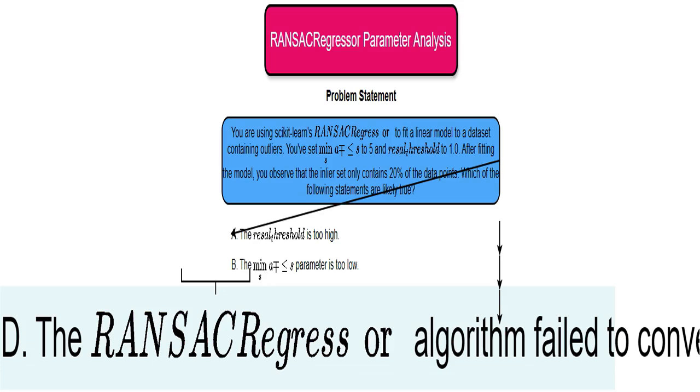I don't think the algorithm failed to converge. RANSAC typically converges even with many outliers. The low inlier percentage suggests convergence to a model that wasn't a very good fit to the data due to parameter settings or the large number of outliers.